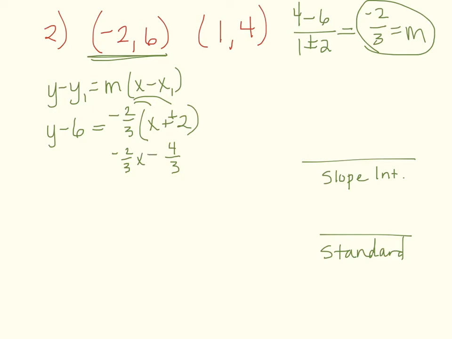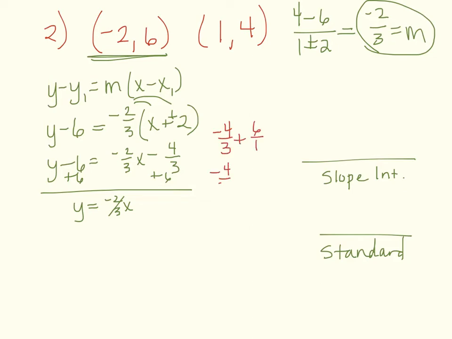And what that becomes is negative 2/3 x minus 4/3. Then we add our 6 over. I'm going to go over here to the side, just like I did on the last problem. We have a negative 4/3 plus a 6 over 1. Got to get a common denominator. The common denominator is going to be 3. And you end up getting 14/3, or a positive 14/3.